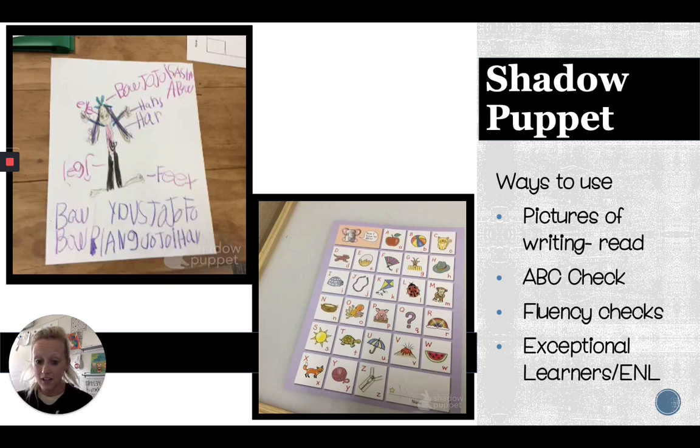An ABC check. I'm just taking a picture of their ABC chart and going through the letters, pictures, and sounds. We've used it with fluency checks and then also with my exceptional learners and E.L. friends. You know, that speaking and listening is super big for them, and they may not have those skills yet to write. So having a picture and then verbally sharing what they drew or wrote about is really, really helpful.